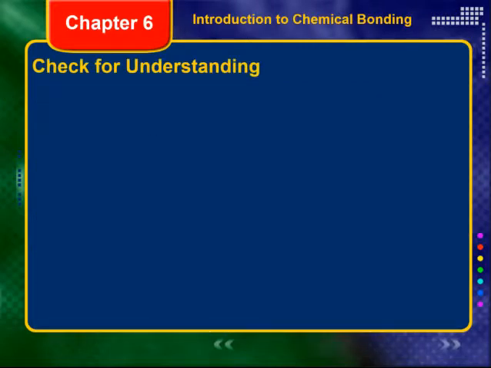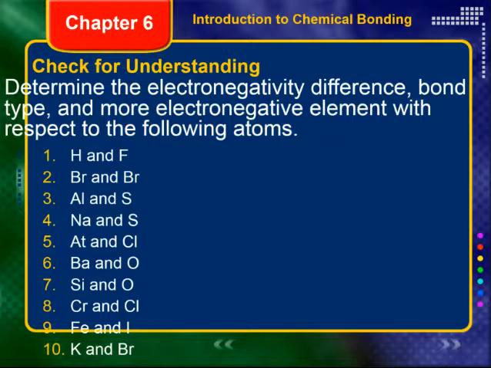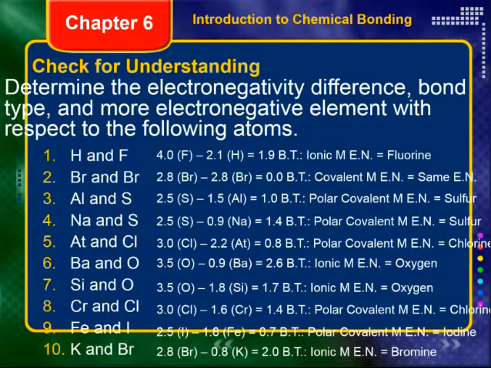All right, let's end with a little bit of a check for understanding. Here, I have a huge list of pairs of atoms. I want you to determine the electronegativity difference, the bond type, and the more electronegative element within these pairs. Go ahead and press pause now. All right, let's see what we came up with here. Let's see if your numbers match mine.